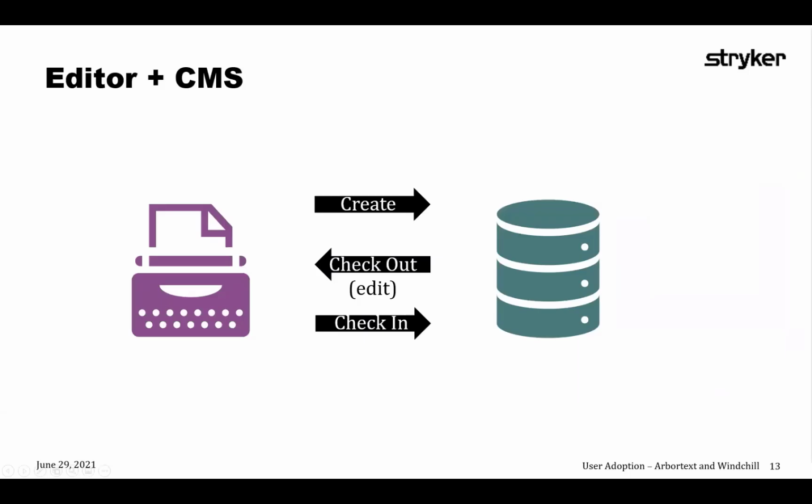One of the biggest differences between traditional desktop publishing and authoring in Arbortext and Windchill is that there are two sides to the system: the authoring and editing application, Arbortext, and the content management system, in our case, Windchill. The authors need to know about both sides and how they work together.